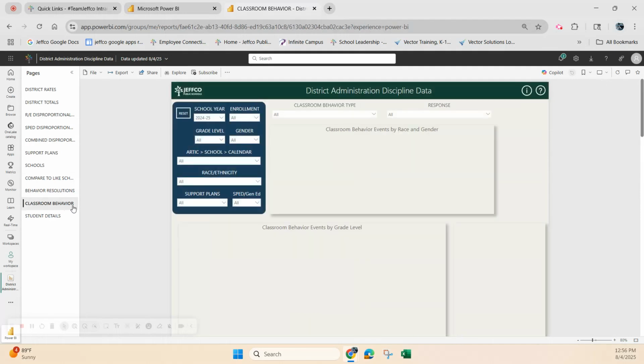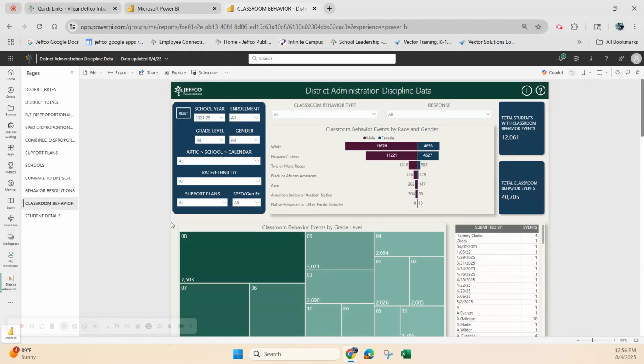This next tab is amazing for your proactive behavior safety teams because this is really looking at your classroom behavior, which is the types of lower level classroom managed behaviors that we hope to get in front of so that they don't actually become an office managed referral or other more serious event type. So you can sort again by a specific type of behavior or a specific type of response or both.